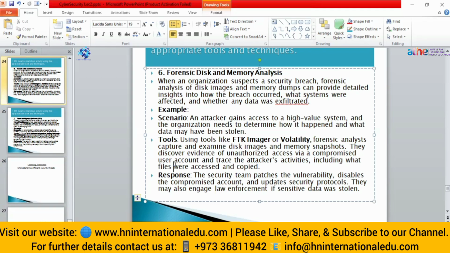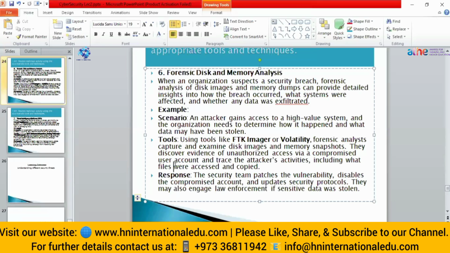Like the attacker gains access to your high value system. Now the attacker has access to a very high valued system that is responsible for maintaining your whole organization. Now the organization needs to determine how it happened and what data may have been stolen. For that purpose, forensic disk and memory analysis is used. You can use FTK Imager for that purpose. You will capture and examine that disk image and different memory snapshots, to see how and why that happened.